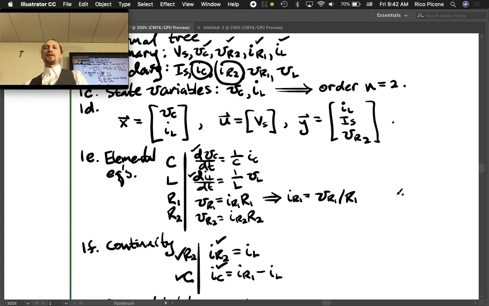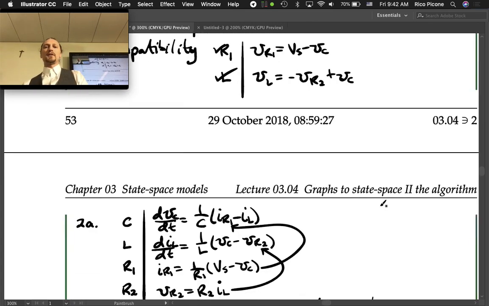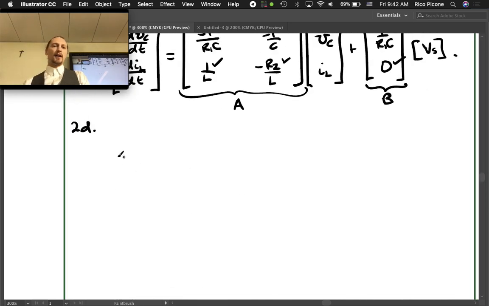So I'm going to actually just rewrite this. IL, IS, and VR2 down here. So we need to say equals something in terms of state and input variables. IL is a state variable, right? So you can just write IL equals IL if you want.